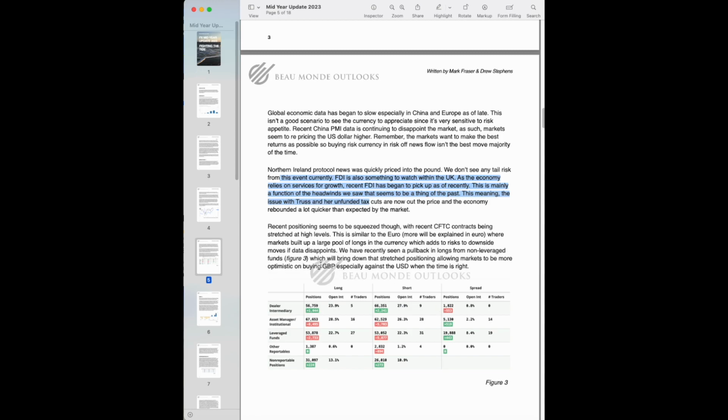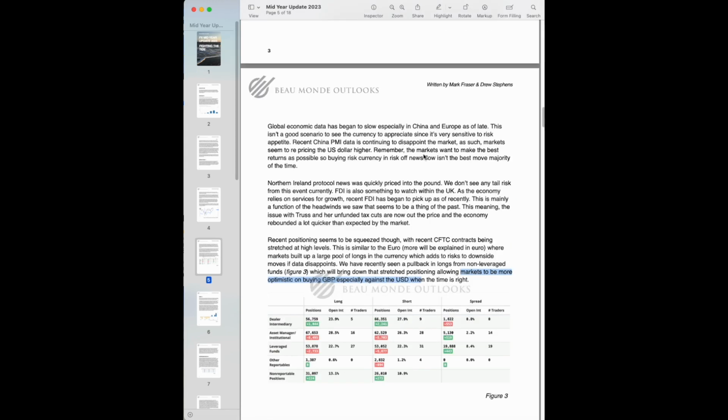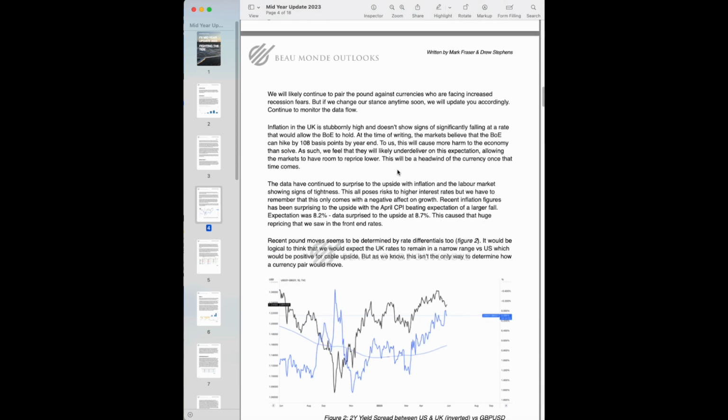However, we were buying the pound against the dollar, allowing the markets to be more optimistic on buying the pound, especially against the dollar when the time is right. And again, we were just monitoring that flow and saying, okay, we're still bullish GBPUSD, we're still bullish the pound. Why are we going to be bearish the pound? And then once we saw these reasons, we've literally told you here are reasons why we were bullish.